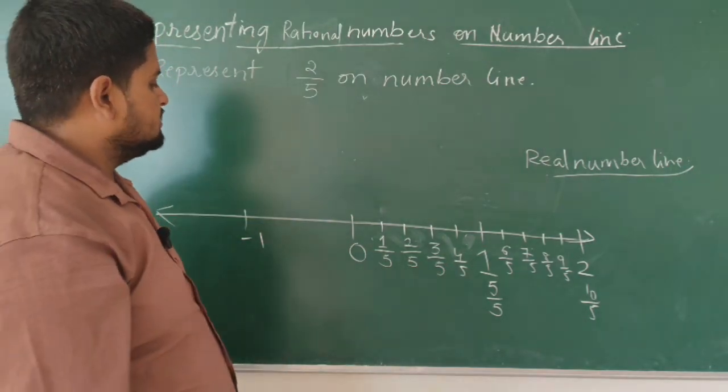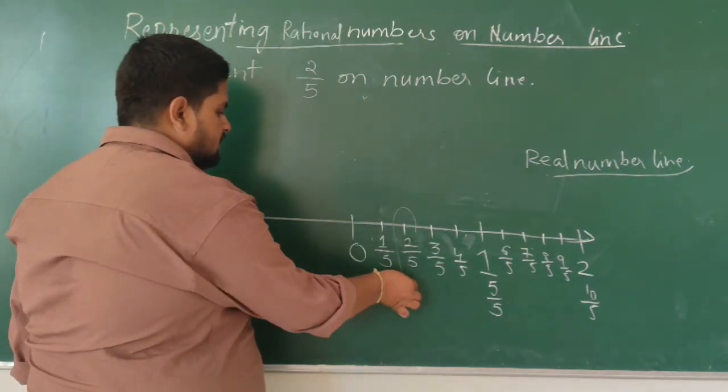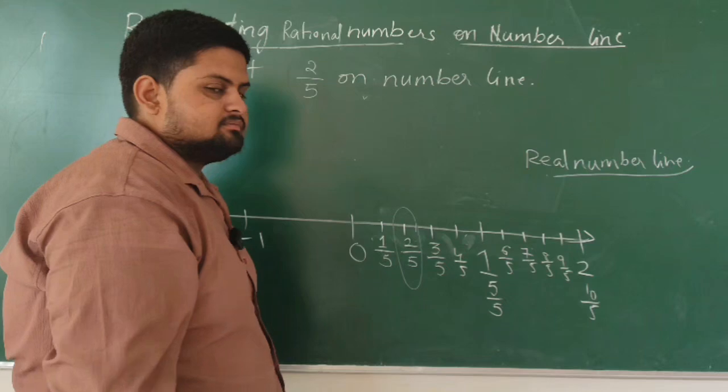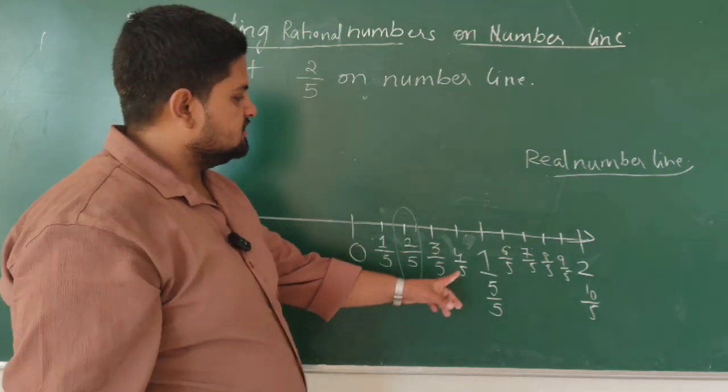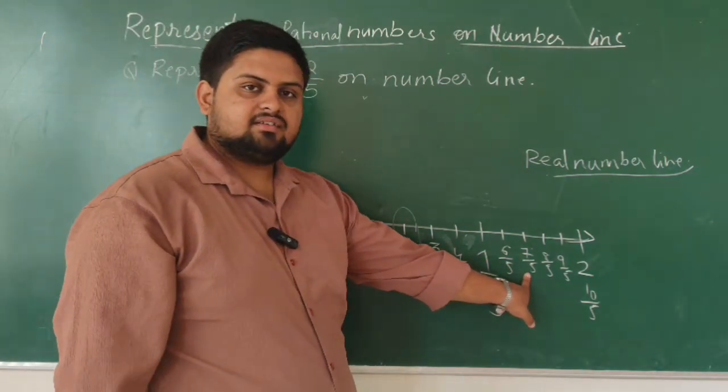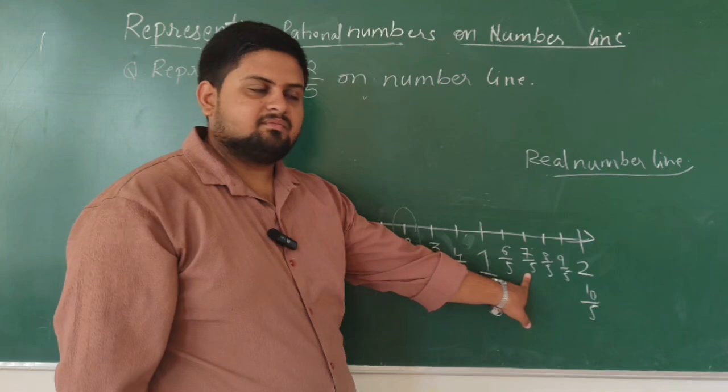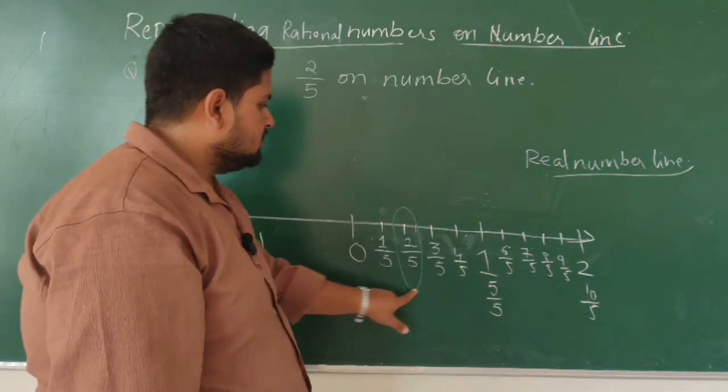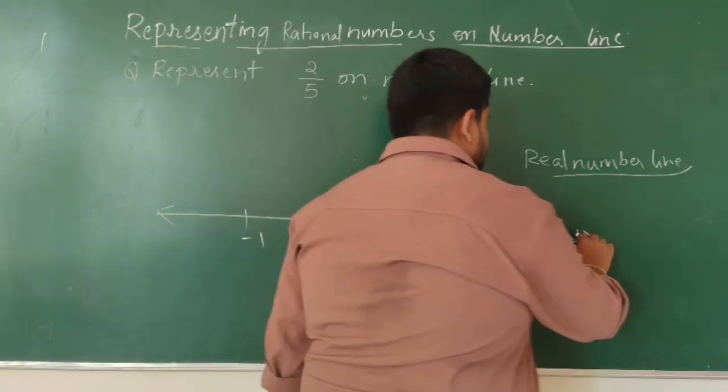So we want to represent this 2 by 5 on the number line. So I got it over here. If you wanted to represent this 7 by 5, here it is. Then 9 by 5, all the numbers can be represented, and this can be extended infinitely.